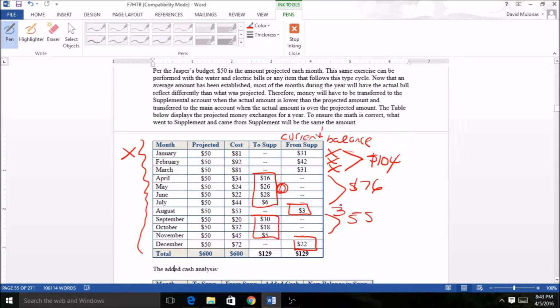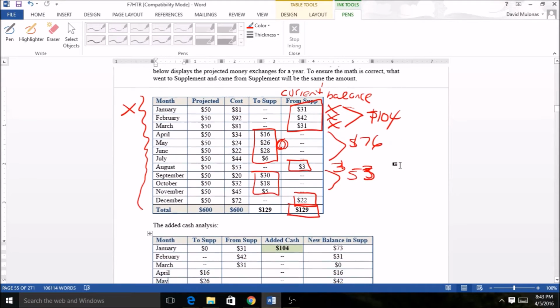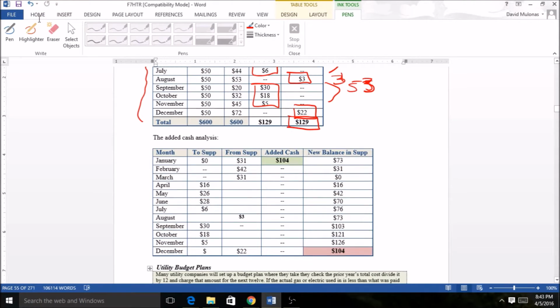So the whole point is, this happened to be very fortunate, a lucky exercise, that we don't have to go through all of this math. We know right up front that we need 104. We can see that the total amount it's going to require for the year is 129. So if we go down here a little bit, we have the added cash analysis.